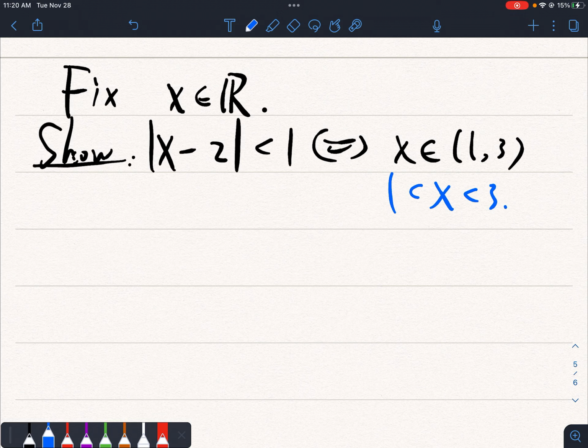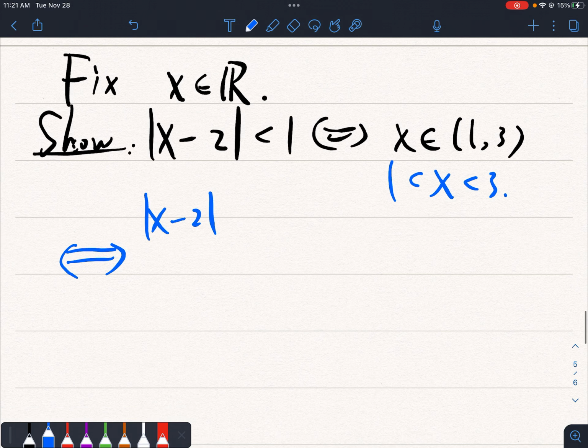And here, luckily, we can just prove it directly, using consecutive if and only if. So here, some number whose absolute value is less than a positive number is true if and only if this number is bigger than the negative of this positive number. So here, if it's bigger than -1 and less than 1.